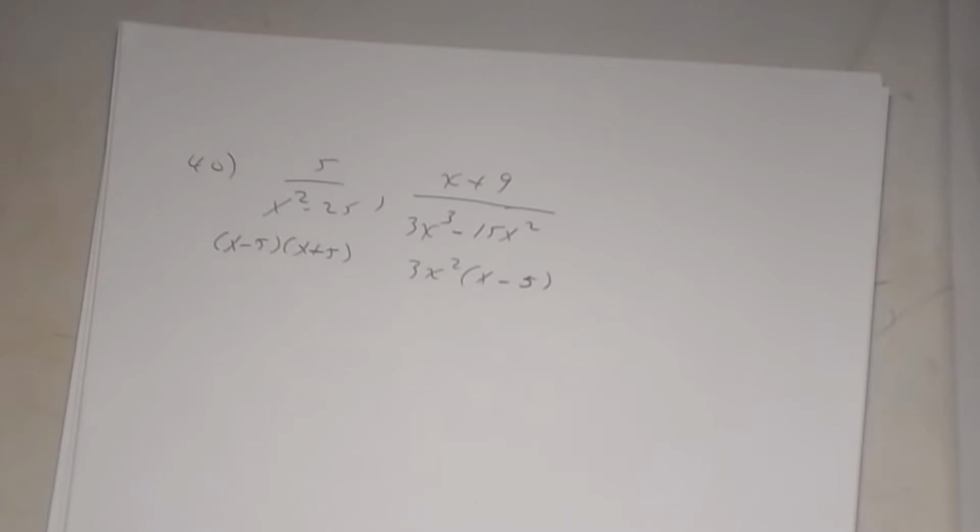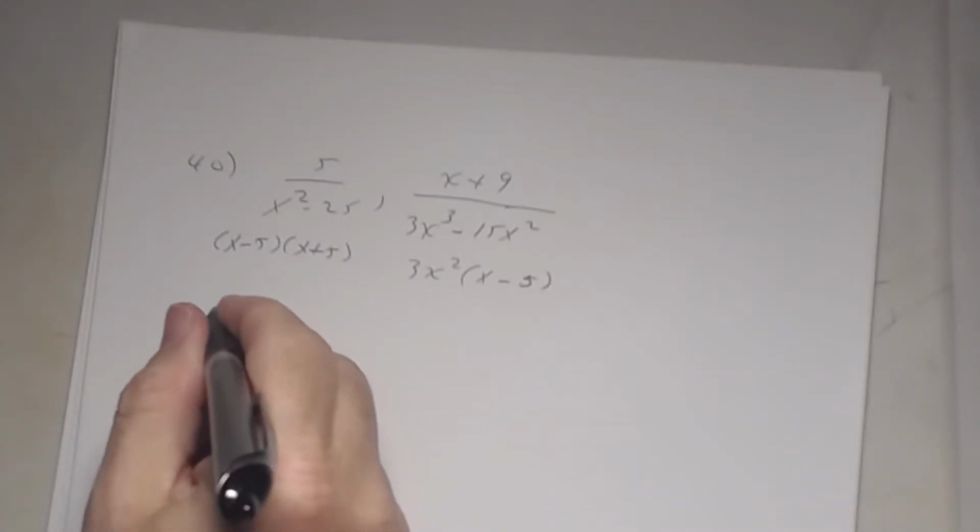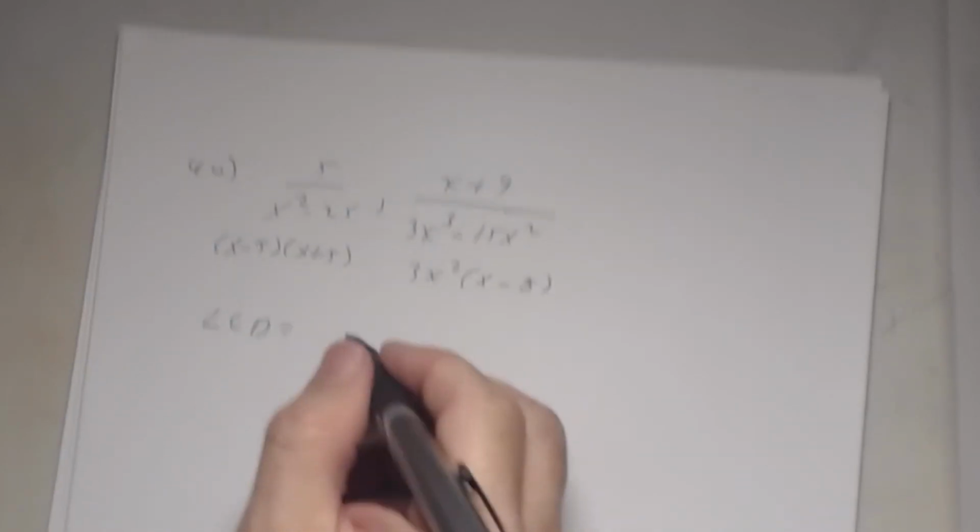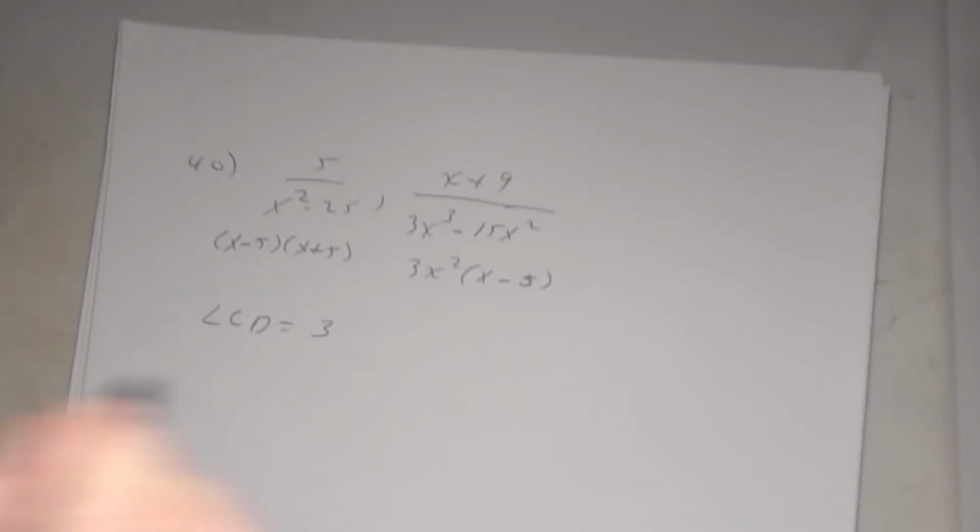Start with the coefficients first. What's going to be the coefficient of your LCD? 3. Y'all agree? Okay. So the LCD, 3. I think I may have said GCF. I'm in the LCD. The coefficient of the least common denominator.